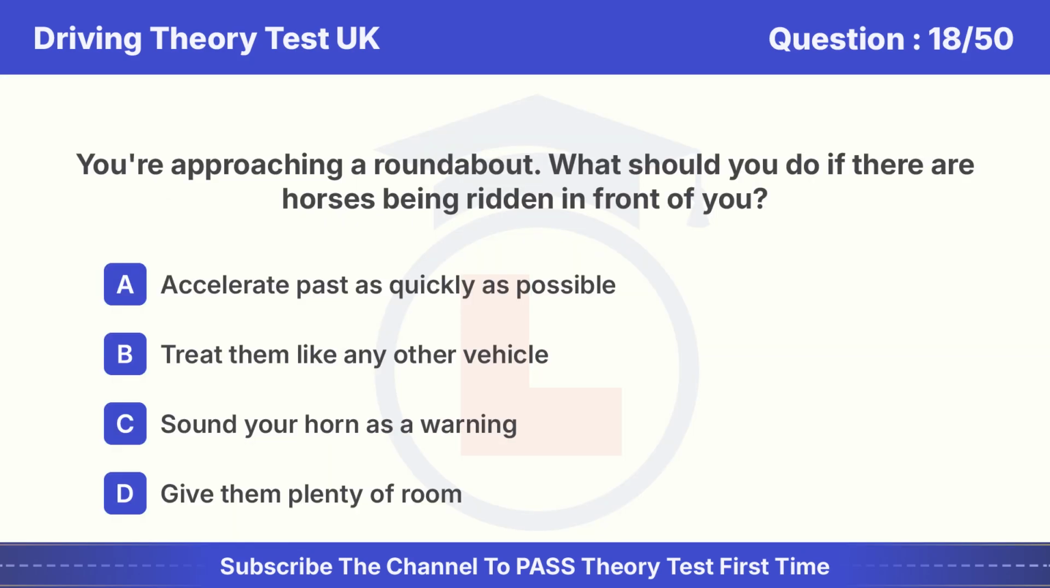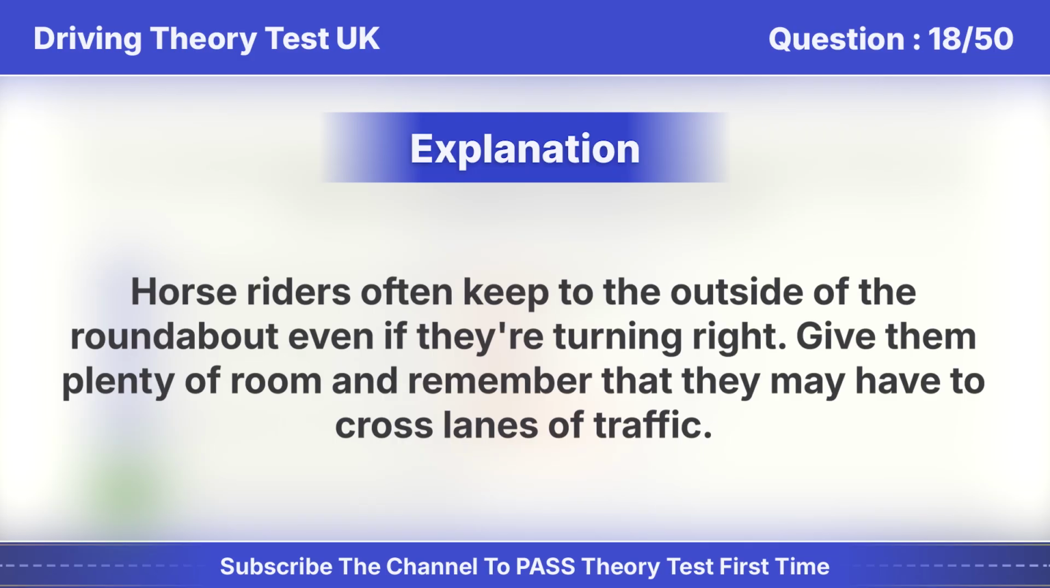Question 18. You're approaching a roundabout. What should you do if there are horses being ridden in front of you? Answer is D. Give them plenty of room. Horse riders often keep to the outside of the roundabout even if they're turning right. Give them plenty of room and remember that they may have to cross lanes of traffic.